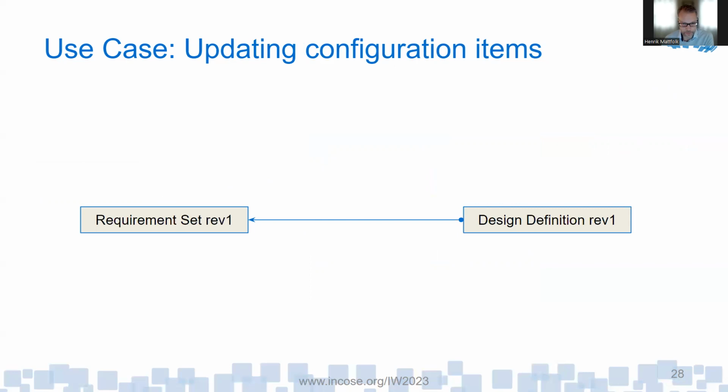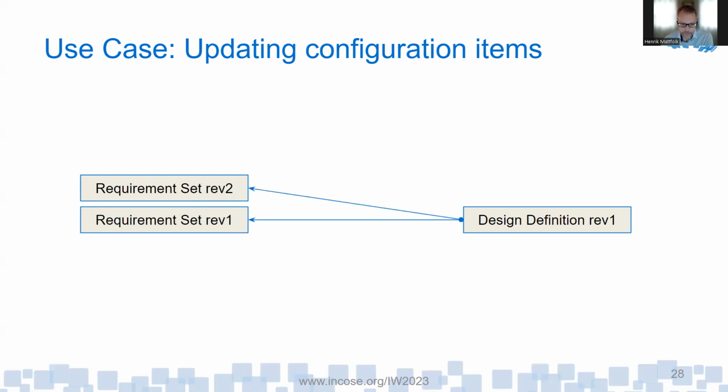The last use case I'd like to walk you through here on the new configuration thing is when we update configuration items and a little bit of traceability with other artifacts. So we're not creating new versions, we're just revising them. Okay. So in this case, a design definition of a certain revision, a requirement set of a certain revision, and creating Rev2 of that requirement set.